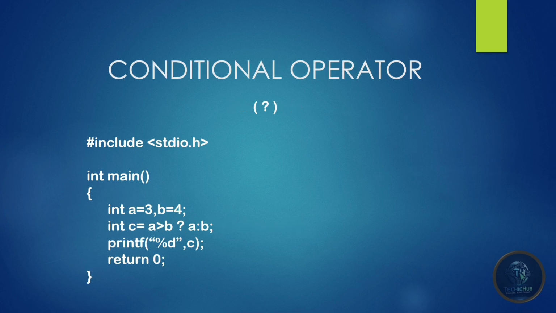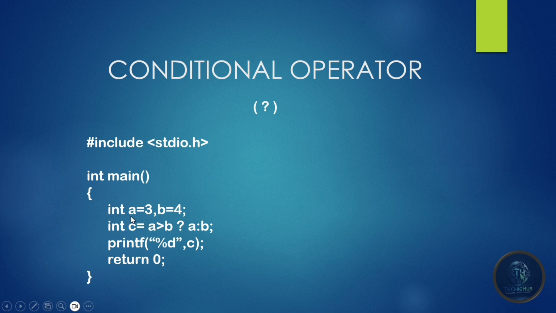Conditional operator, or the fifth operator, is the question mark. This operator is used to assign a value to a new variable with two already given values. Example program: hashtag include stdio.h is the header file section, and this is the main function section.